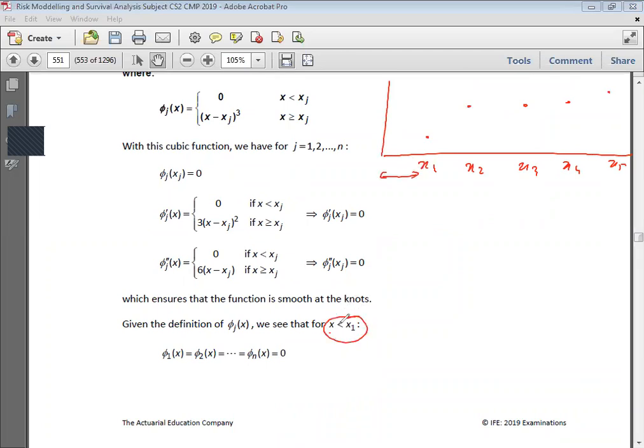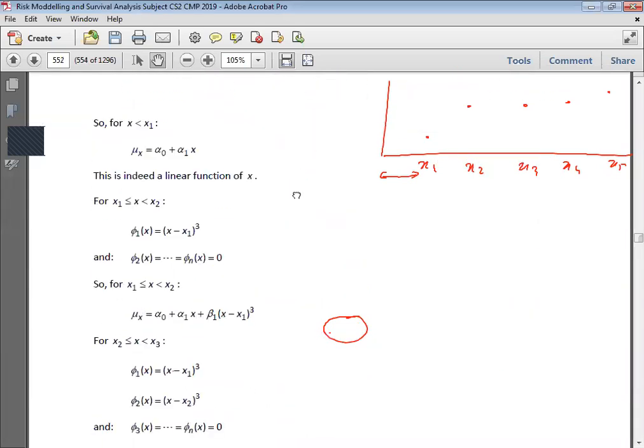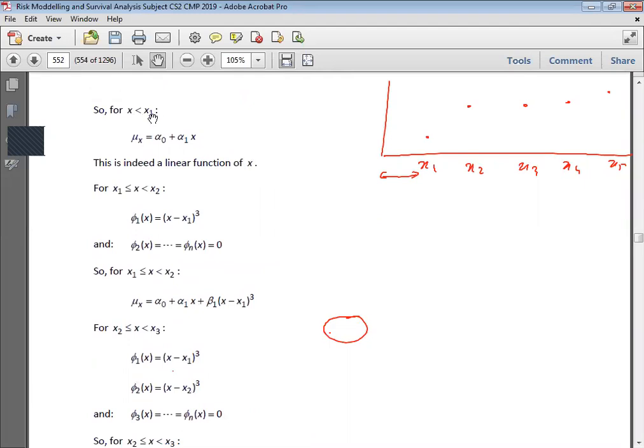So if my x is less than x1, then I know that all of my phi's are always going to be 0, right? Because my j here is taking the value of 1, and my x is always less than x1. So this function takes a value of 0 everywhere. So this will be 0, and all you will be left with is this thing. So that is why your mortality rate for ages below x1 is just this, which is indeed a linear function of x. Now, for the cases for x in between x1 and x2, what do you have?